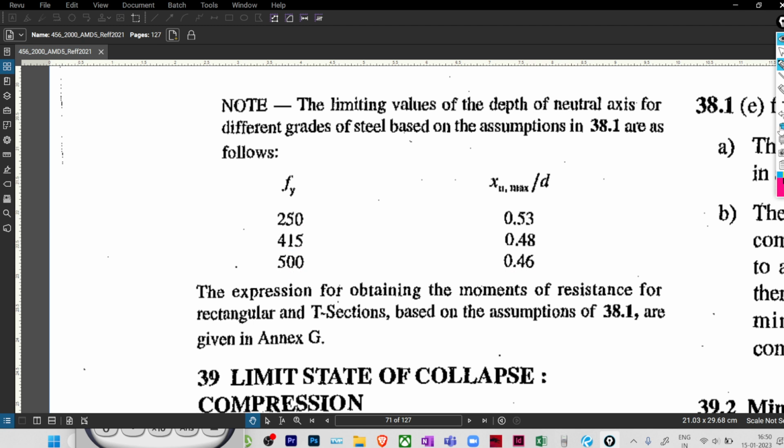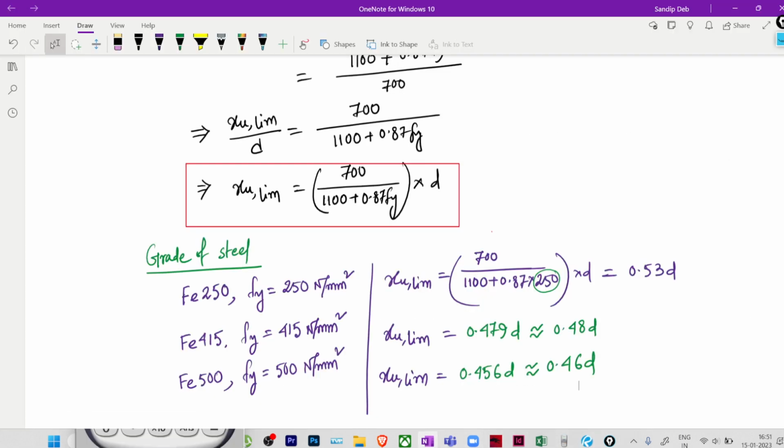I hope it is clear how these values are given here. A pretty simple calculation is done, and then these values are worked out. I hope this is very clear to all of you, how we can calculate the limiting depth of neutral axis for any RCC concrete section under flexure.